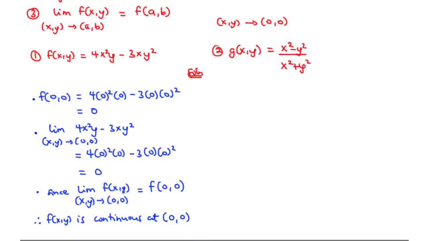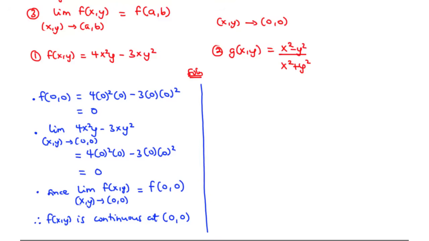Now again, because this is a polynomial function, it means that a polynomial function is always continuous at every point in the xy plane, because we have no restrictions on x and y. So since this is a polynomial function, this function is also continuous everywhere in the xy plane. So now let's move on to the second example.